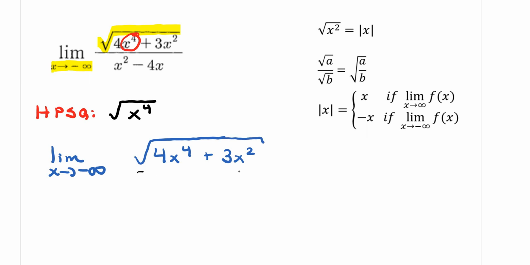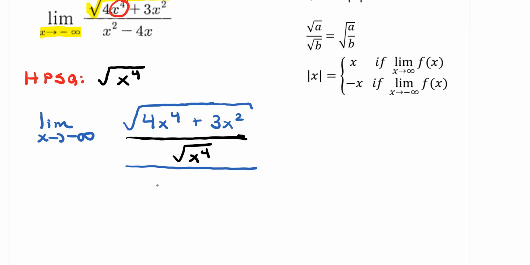And I will divide that by the square root of x to the 4. And then we also have a denominator here of just x squared minus 4x, and we're going to divide that by the square root of x to the 4 and divide that by the square root of x to the 4.